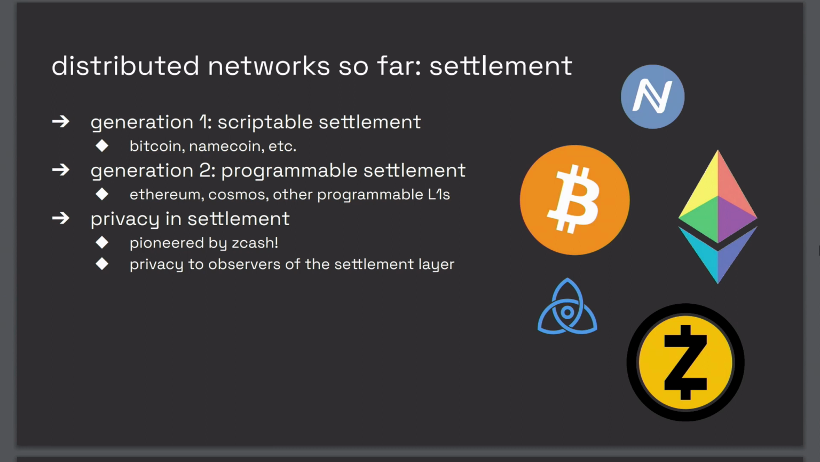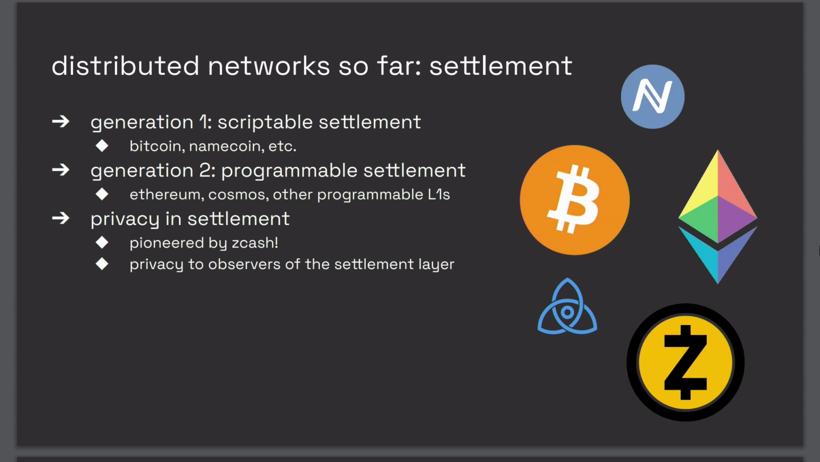The first generation, you can call scriptable settlement: Bitcoin, Namecoin, all these weird altcoins. Second generation, programmable settlement: Ethereum, Cosmos, other programmable layer 1s. Then, of course, Zcash pioneered privacy in settlement, providing you a way to create private transactions so that observers of the blockchain can't see the sender, the recipient, or the amount. And these systems all are focused on settlement.